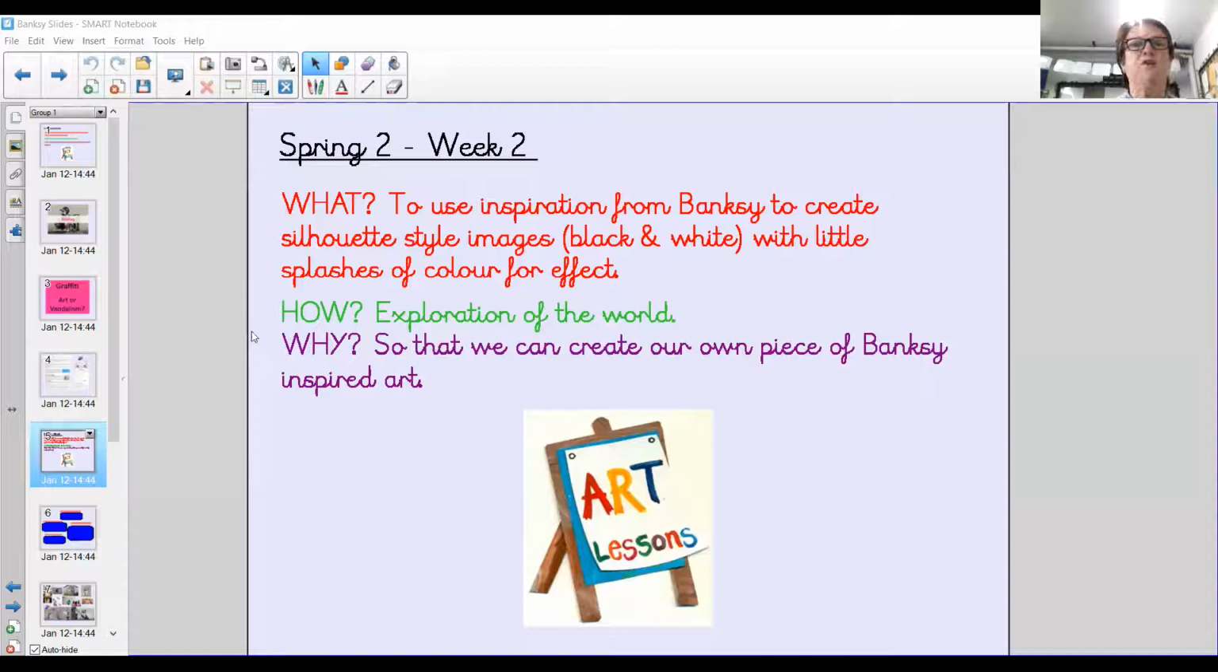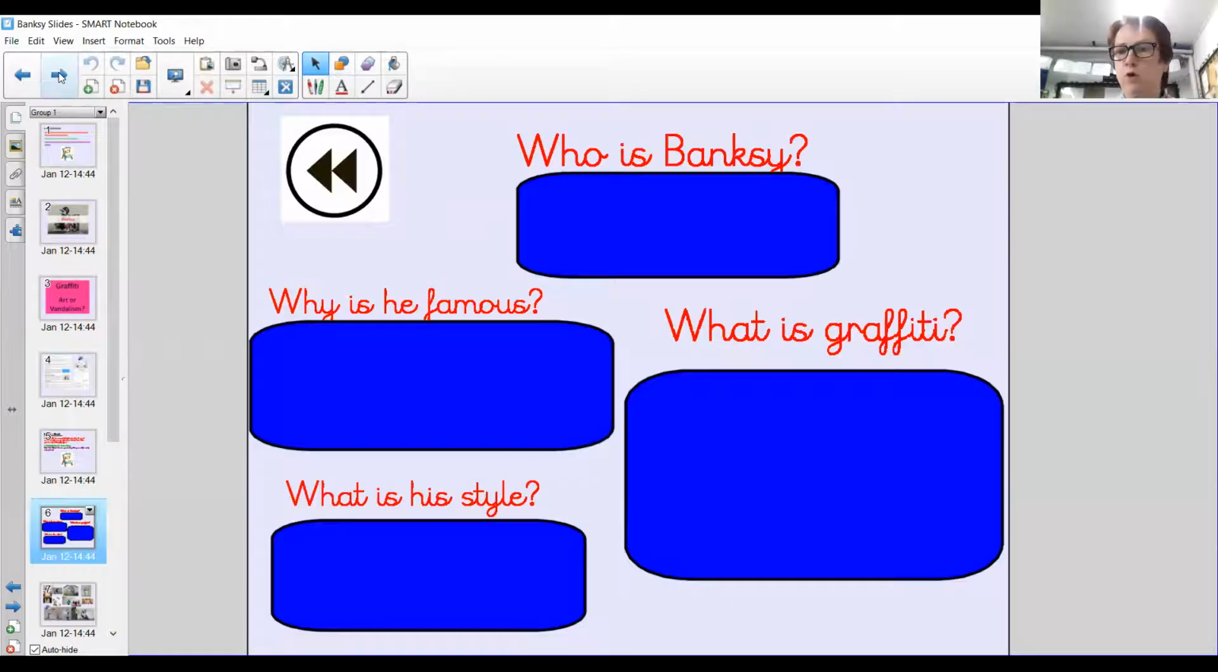So we are on week 2. Today we are going to use inspiration from Banksy to create a silhouette style image, a black and white one with a little splash of colour for effect. Hopefully last week you looked at some information and found out a little bit about Banksy.